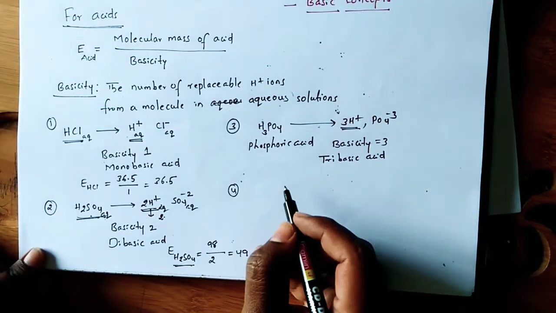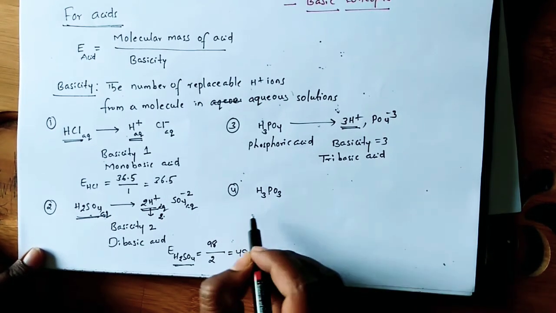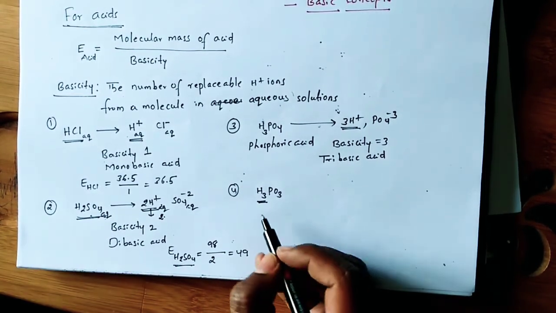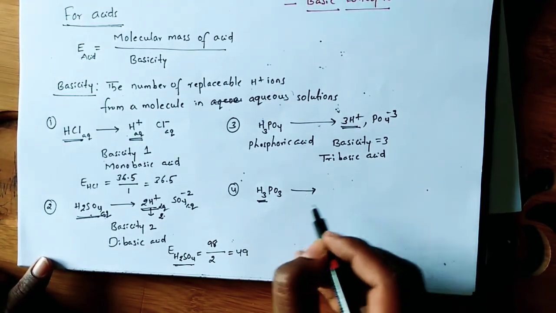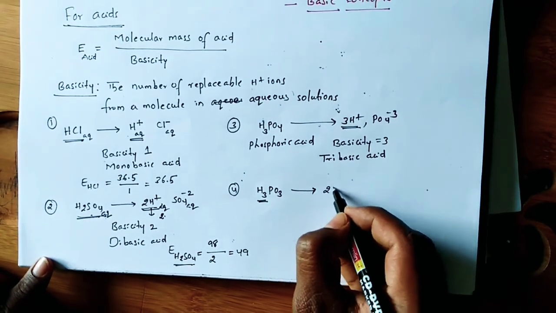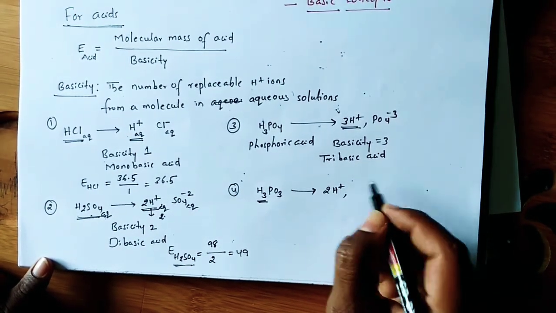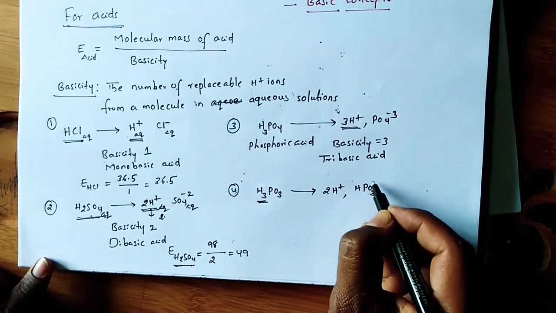See here, phosphorous acid, H3PO3. Here you can observe there are 3 hydrogens, but among these 3, it is capable of furnishing only 2 H+ ions. Why? What is the reason here?